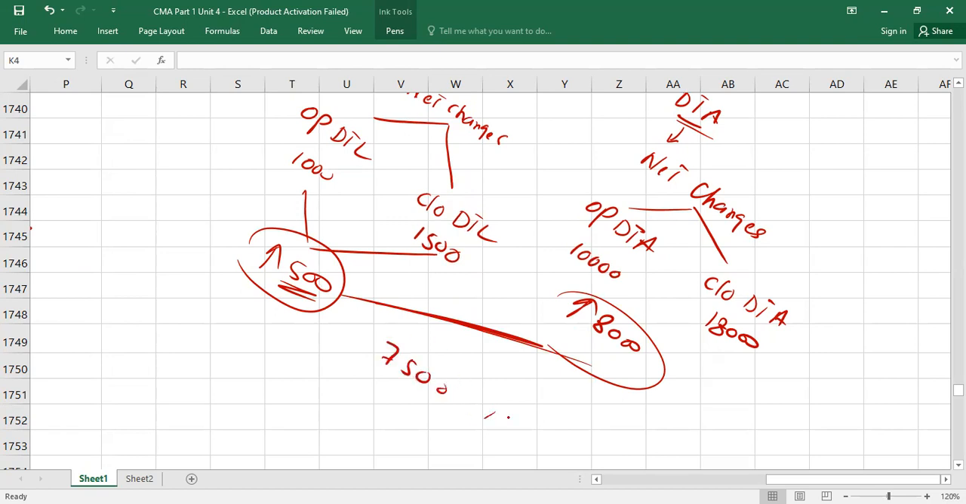7,500. Is this a deferred tax asset or liability? Why? Because the asset value is more. So that's why this net change of 7,500 is a deferred tax asset. Understood? Now here we go. Let me tell you here.